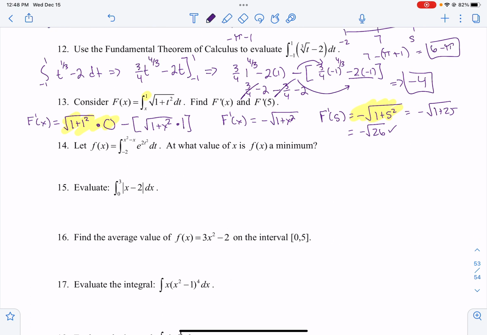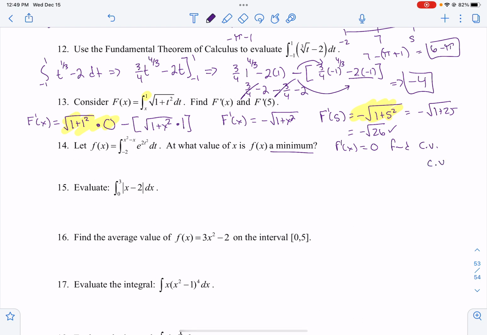Okay, number 14. Let F of x equal the integral from negative 2 to x squared minus x of e to the t squared dt. At what value of x is F of x a minimum? Okay, anytime I see minimum, I think of critical values, right? I need to get F prime of x to equal 0 so that I can find my critical values. And then I need to check and make sure that at those values, I end up with a maximum or a minimum. So we would make that little table.